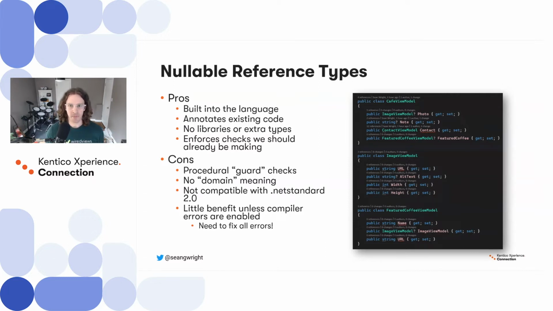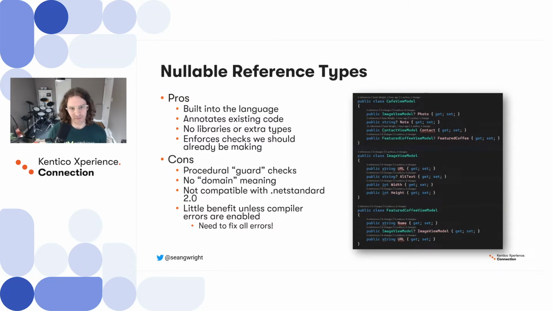However, the cons, we will have lots of procedural guard checks. There's no domain meaning to null in C# when it comes to our specific application or site. It's not compatible with .NET Standard 2.0, which means we can't use it in the administration application. And there's little benefit to using nullable reference types if we don't enable compiler errors. And in that case, we need to go and fix all those errors. You can see here that we have errors for contact URL, name, and that's because we've stated that they're non-nullable, but we haven't given them default values.